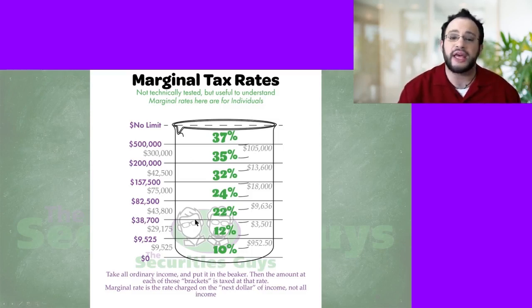These numbers here explain what the taxable portion is in there. Between these two brackets, between 0 and 9,525, is 9,525. The first $9,525 of everyone's income fits in here and is taxed 10%. That's $952.50. The next $29,175 is taxed 12%. The next $43,800 is taxed 22%. The next $75,000 is 24%. The next $42,500 is 32%. The next $300,000 is 35%. And after that, everything above $500,000 is 37%.